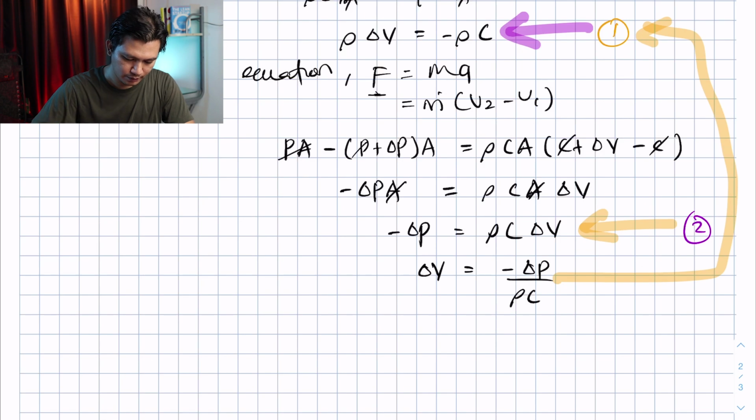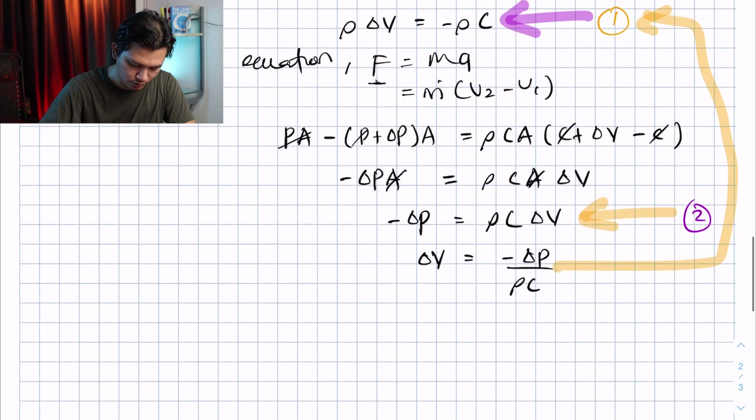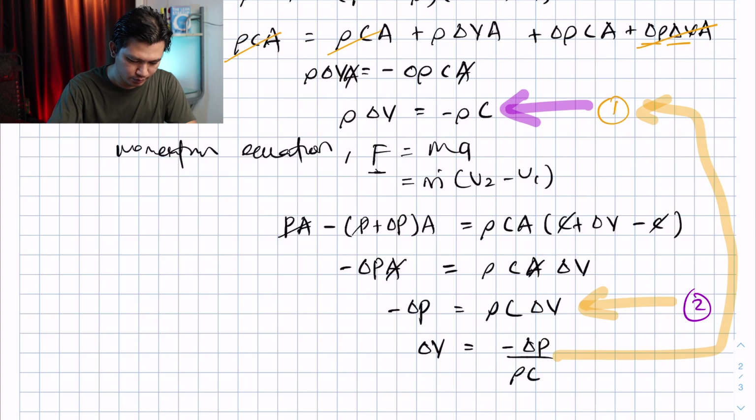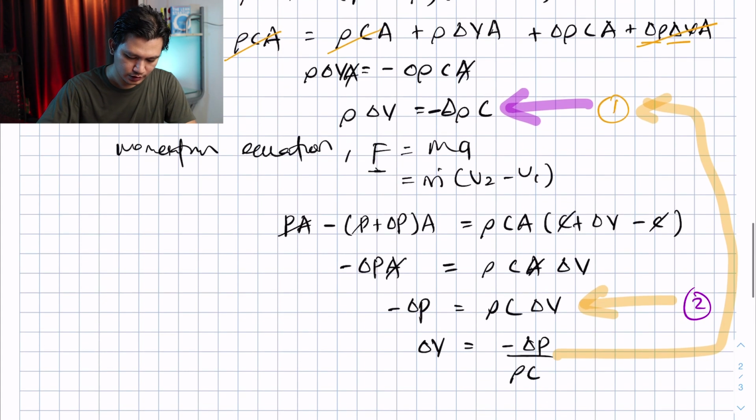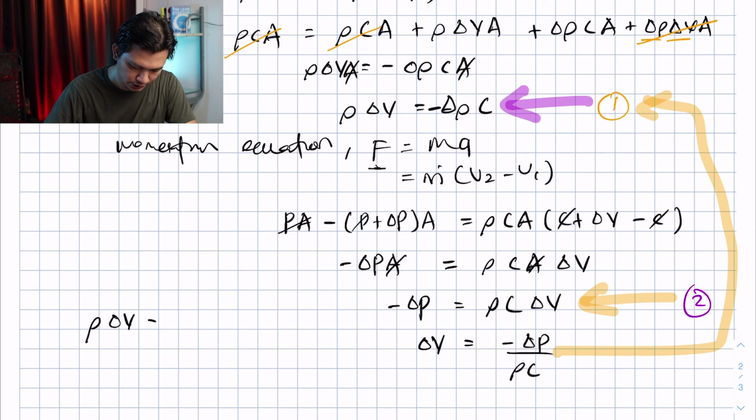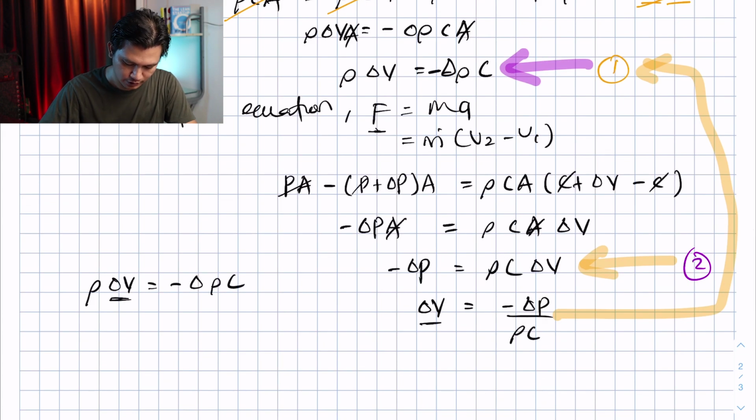Okay, so what happens will be rho times delta V equal to minus rho C. Okay, and before that, I think we missed something here. This is going to be minus delta rho times C. Okay, so rho delta V equal to minus delta rho times C, and we know what delta V is. Alright, so this is rho times minus delta P divided by rho C equal to minus delta rho C.